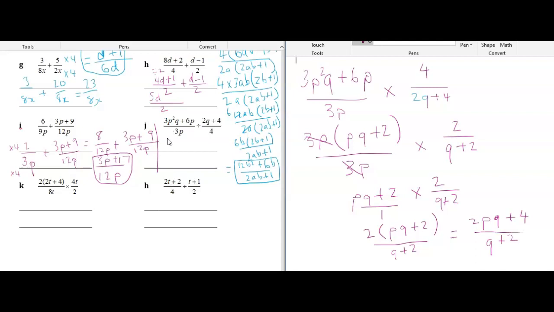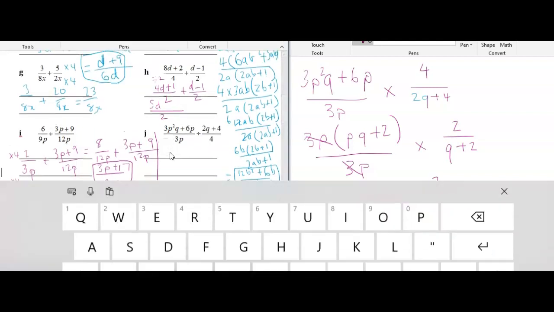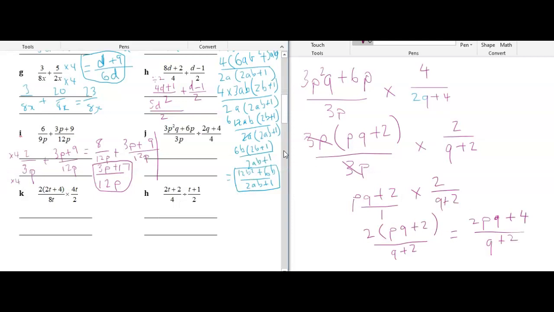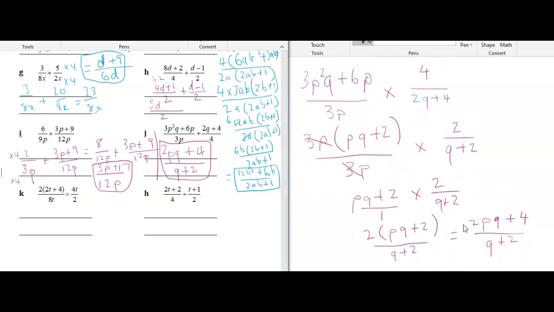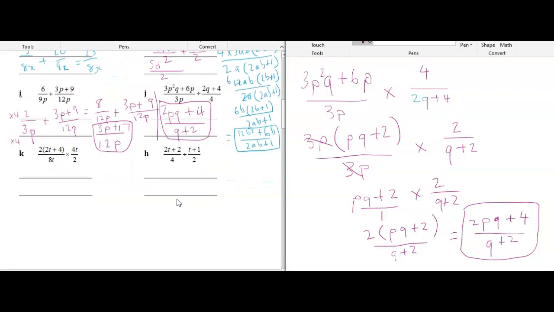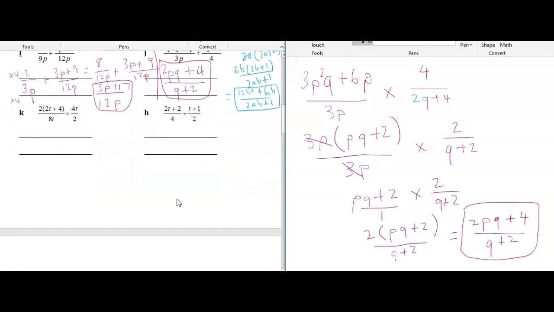All right, so we've got 2pq. 2pq. Just writing down that answer that we did on the other side over q plus 2. And, well, I don't really need to put a square around that, but I did. There's our answer there. Okay. There we go. All right, let's just scroll up and do these last 2 before we move on to question 2.